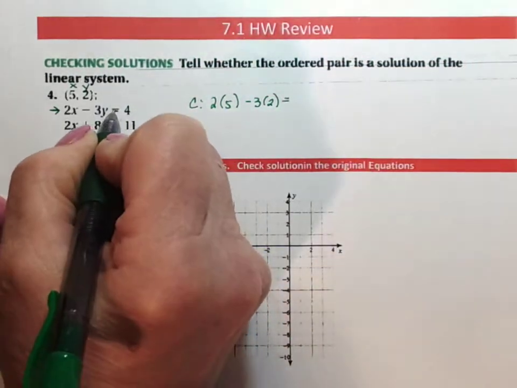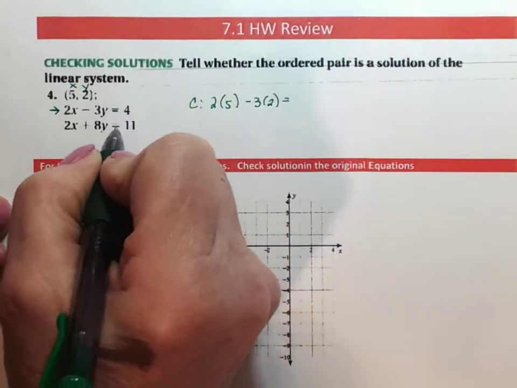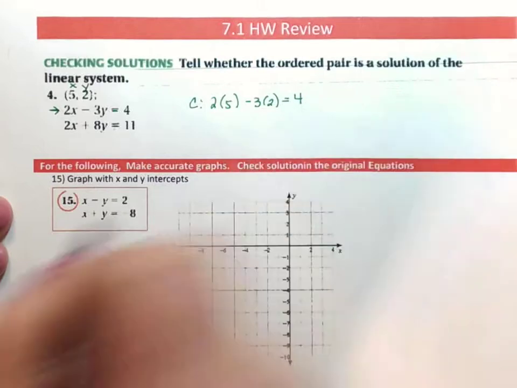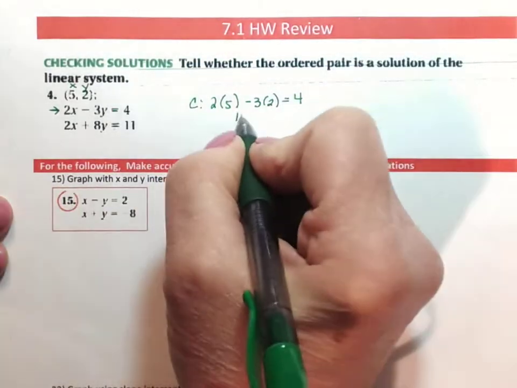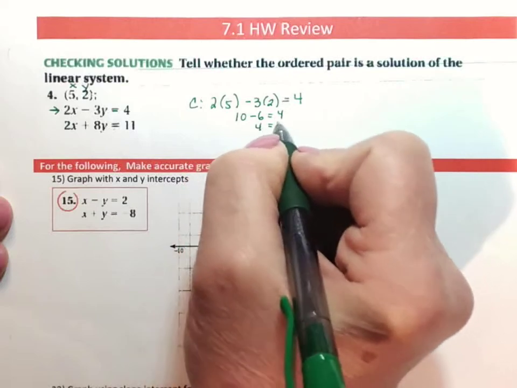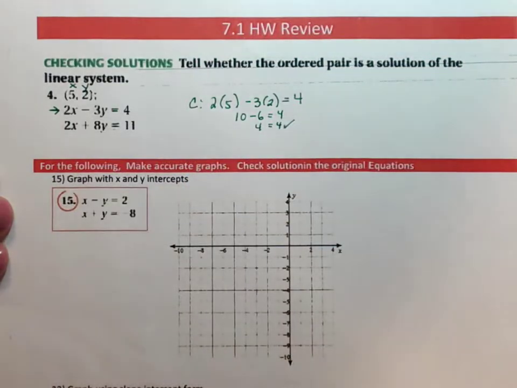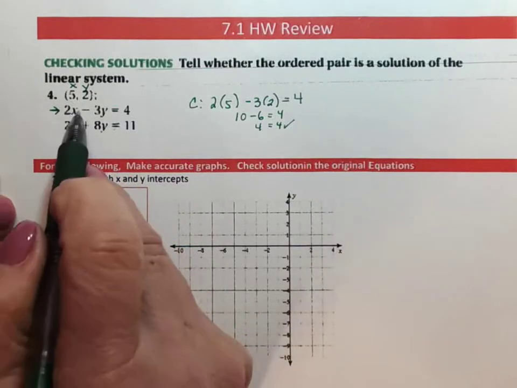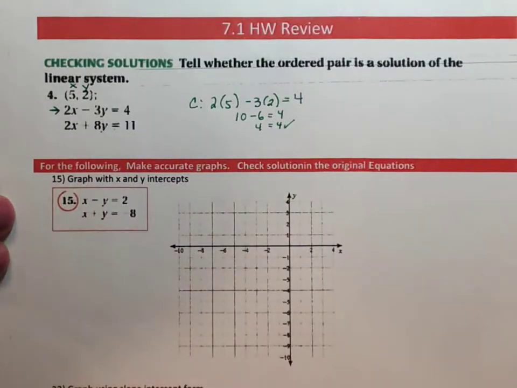And these came out a little blurry. These are equals 4. So 10 minus 6 equals 4. 4 equals 4. It checks. So this point right here, 5, 2, is the solution to the first equation.